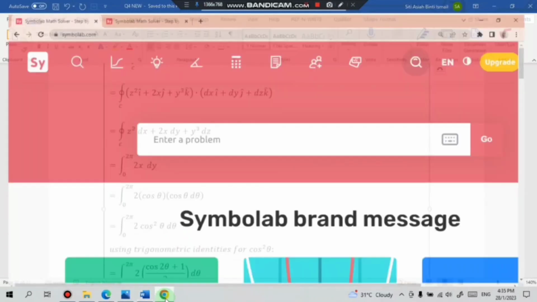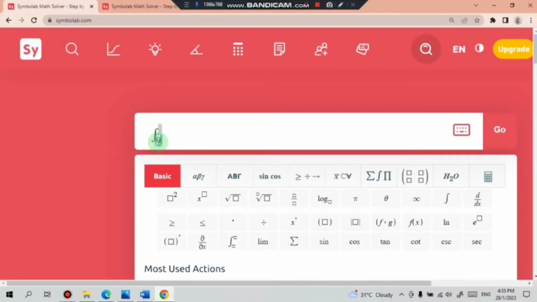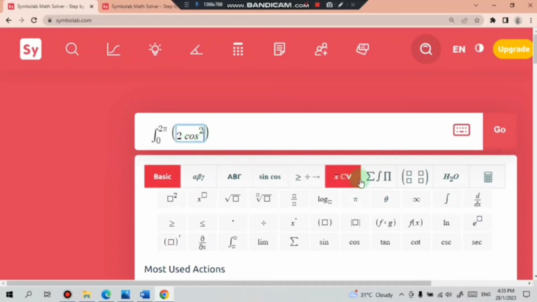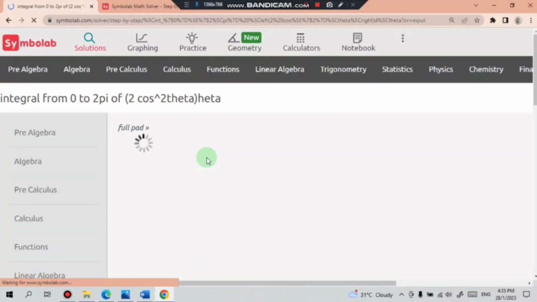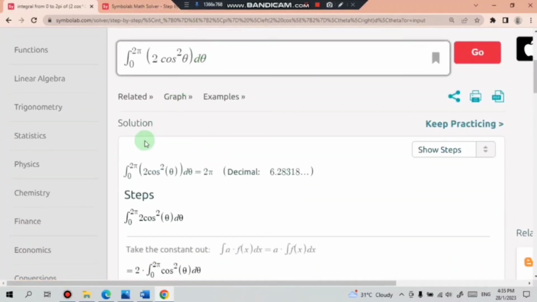So we can use a symmetry property, the integral from 0 to pi of 2 cos square theta d theta. This is for the left hand side. For the left hand side, we got the value of the integral of f·dr equal to 2 pi.